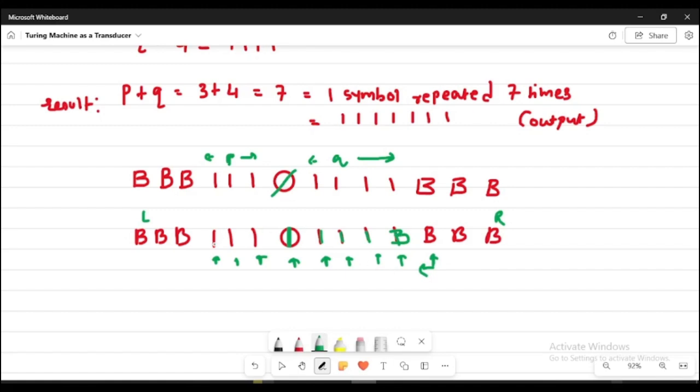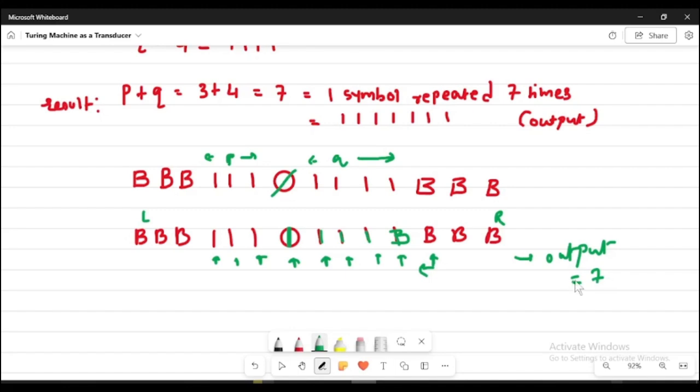Now if you count the output string, 1, 2, 3, 4, 5, 6, 7. There are 7 ones inside this Turing machine tape. So at the end we get one symbol repeated 7 times as output, exactly what we needed. So the Turing machine will understand that your answer is 7, and it will produce an answer as 7.